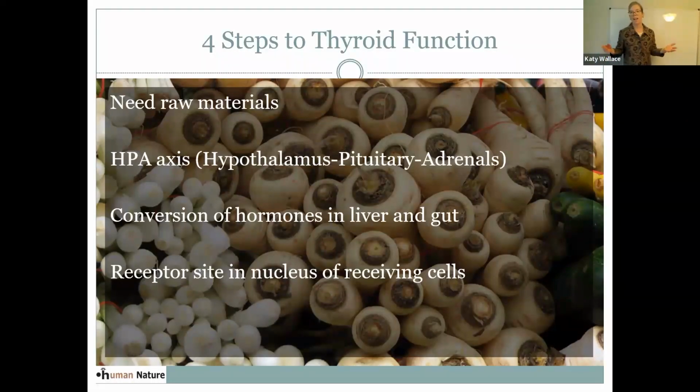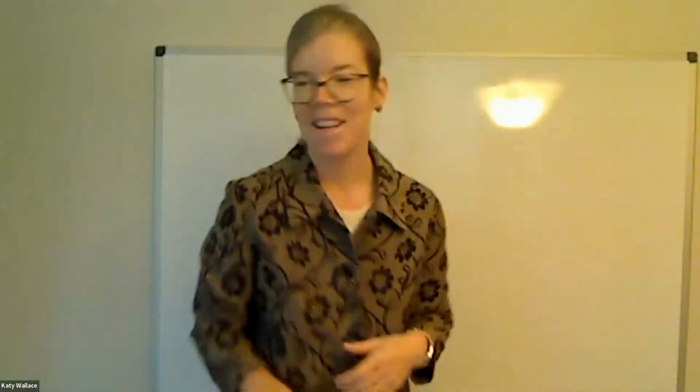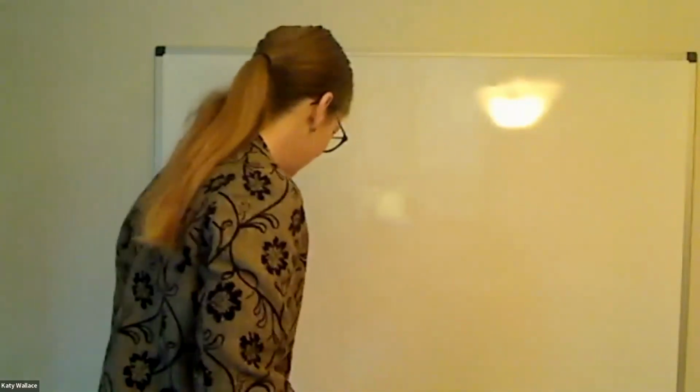Then you've also got to have good conversion. You've got to have good conversion in the liver and the gut. So healthy liver, healthy gut, and then you've got to have healthy receptor sites in the cells and the ability of the cells to have everything they need to use the thyroid hormone. So those are the 4 steps that are really important. Okay, so this is what we're going to do next. I'm going to talk you through this and tell you what that is.